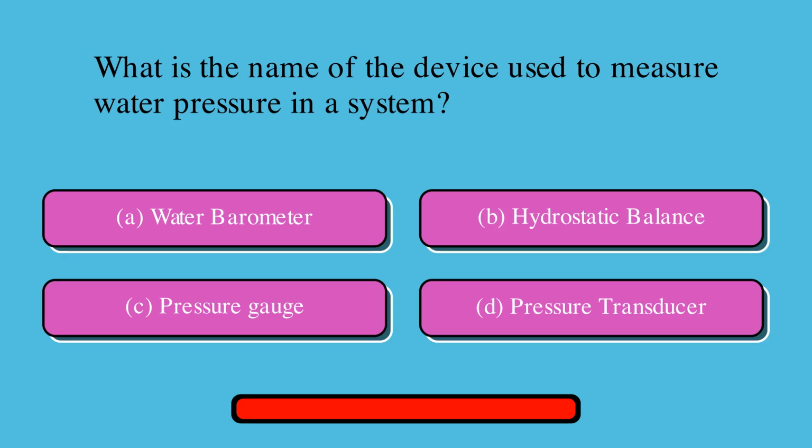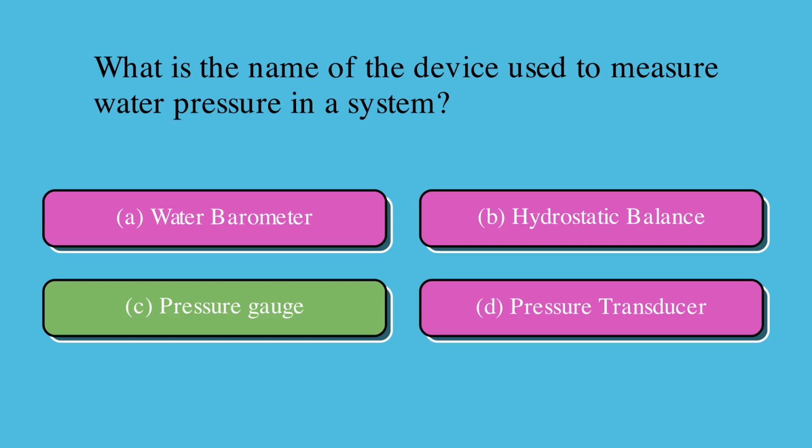What is the name of the device used to measure water pressure in a system? Is it A. water barometer or B. hydrostatic balance or C. pressure gauge or D. pressure transducer? The correct answer is C. pressure gauge.